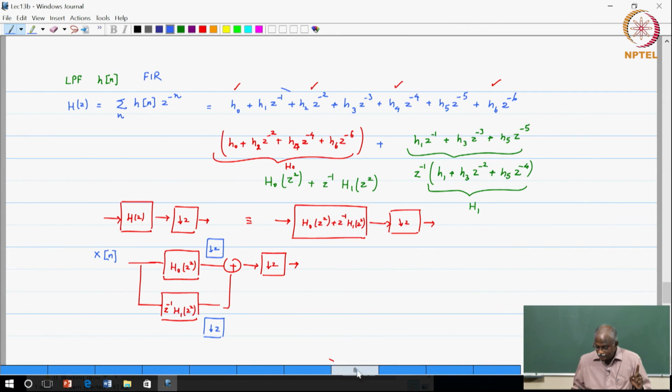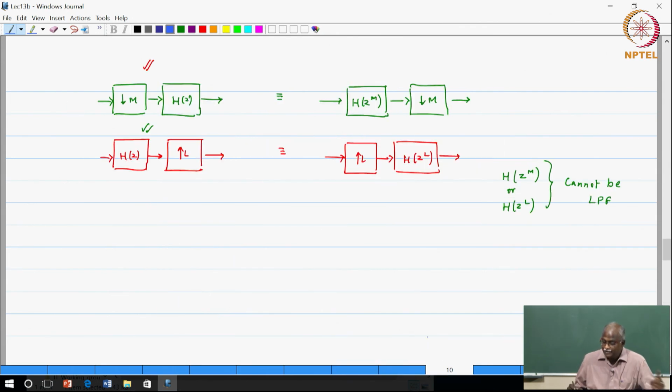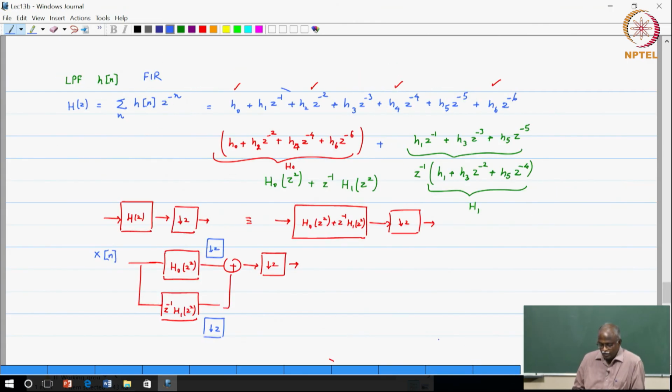These results are actually what we refer to as the noble identities. I forgot to mention that. These are the noble identities. The noble identities basically tell us which is the more efficient structure from a multirate viewpoint. So, now if I were to apply the noble identity for this combination, it says I can interchange the order in which they are done.